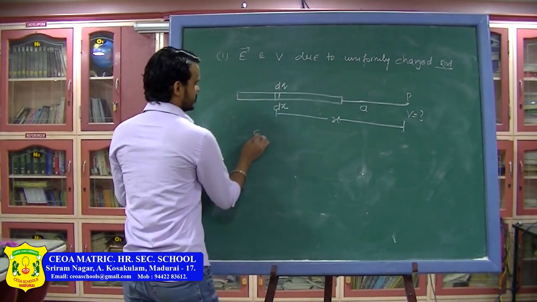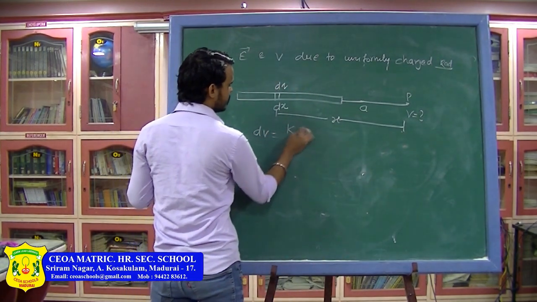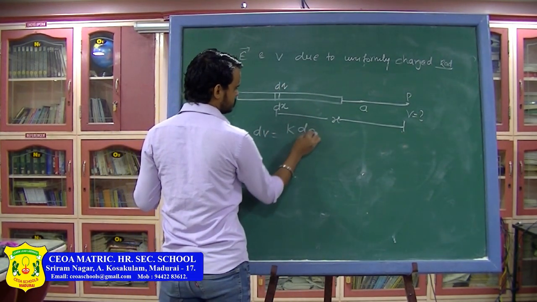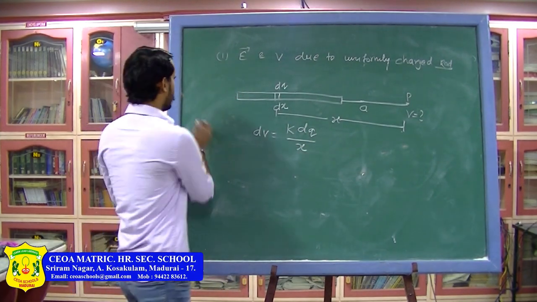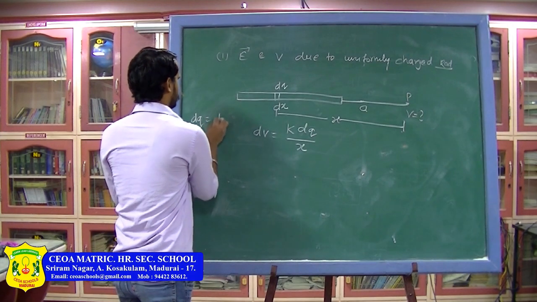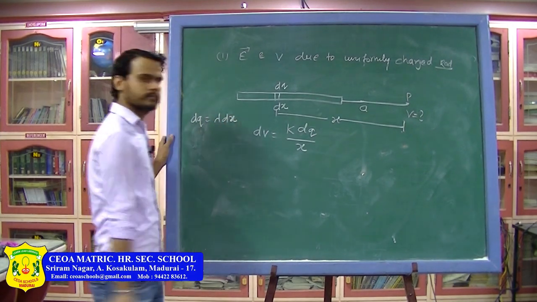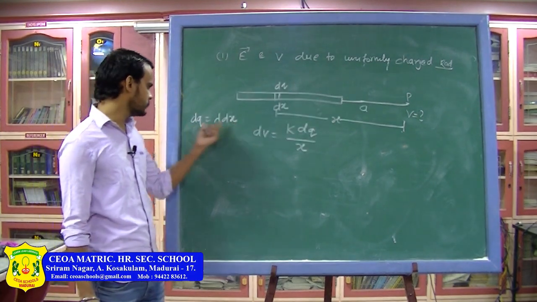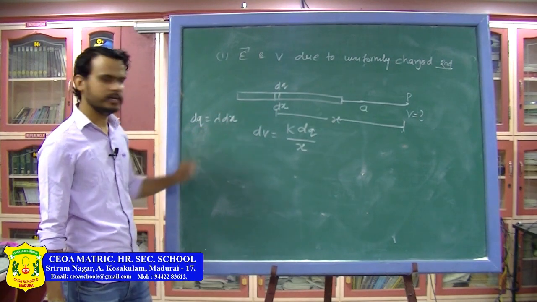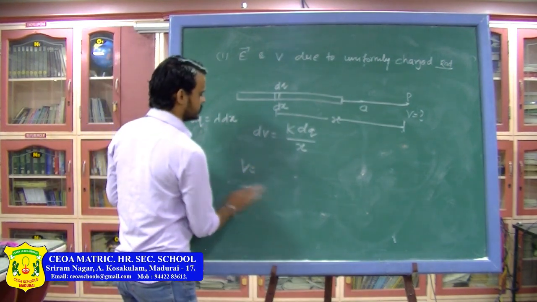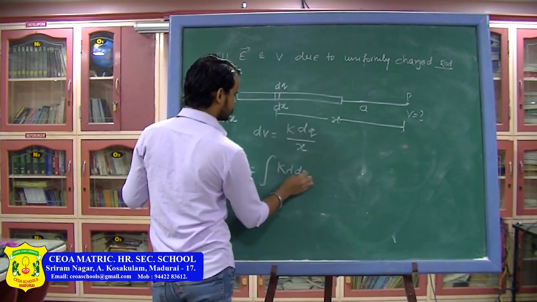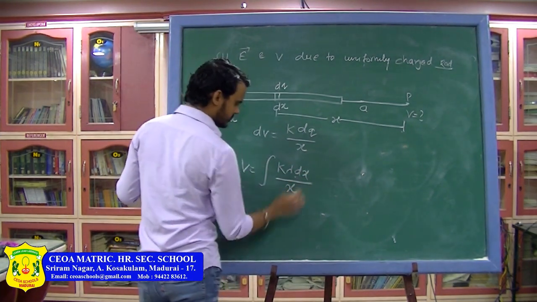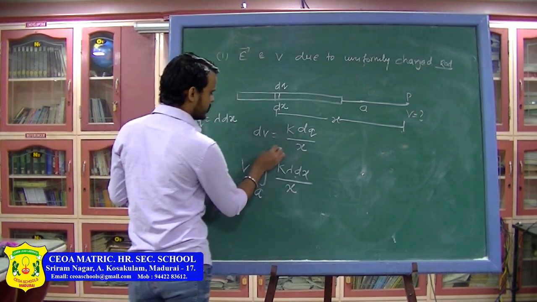So very small potential can be written as k dq by x. Again dq can be written as lambda into dx. So total very small charge is lambda into dx. So total potential can be written as integration of k lambda dx divided by x. Integration limit will be from a to a plus l.